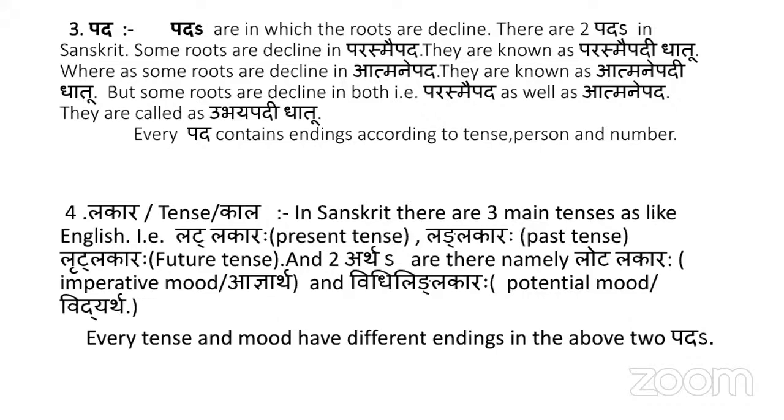But some roots are declined in both parasmay pad as well as atmane pad. They are called ubhayapadi dhatu. I will give you one example. Now see the root patha. Patha declines in parasmay pad. So it makes the forms pathati, pathatah, pathanti, pathasi, pathatah, pathatah, pathami, pathava, pathama. As these are only parasmay padi forms, the dhatu patha is a parasmay padi dhatu.